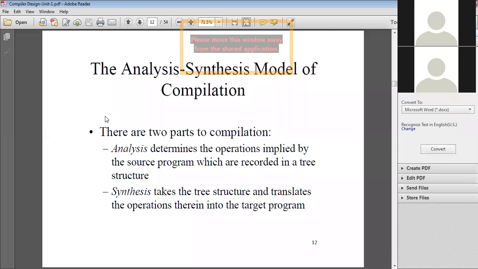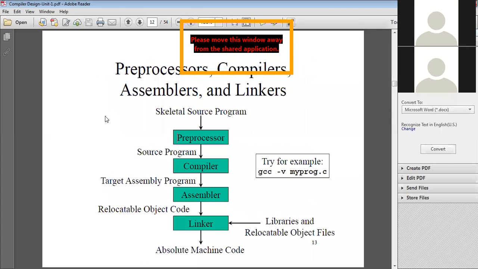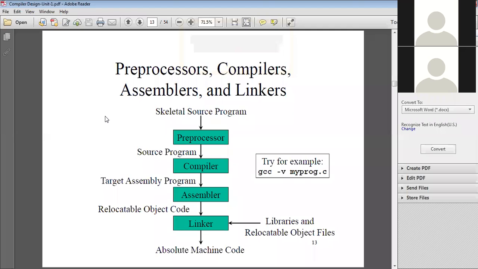So in the first phase, the analysis phase, we are just recording in the form of the parse tree or the tree structure, and in the second phase, the program conversion takes place. So there are two important phases, analysis and synthesis. Now you have already heard about the preprocessors, compilers, assemblers, and linkers. These are the inbuilt programs.